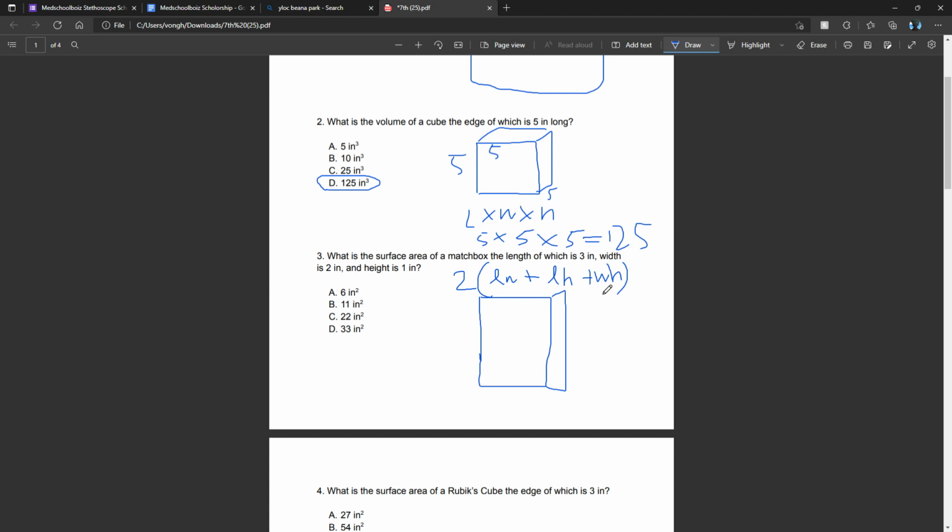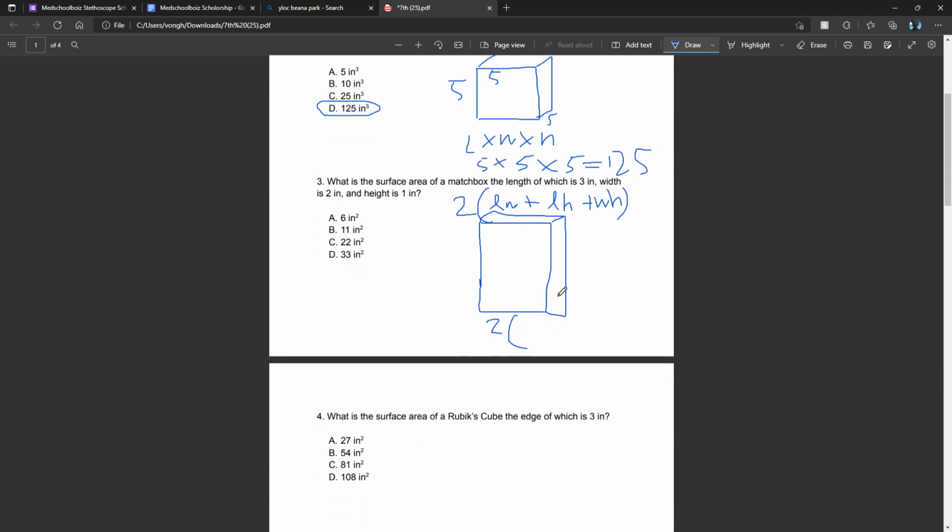What is the surface area of a matchbox with a length of 3, width of 2, and height of 1? To find surface area, you would have to use this formula here. You could just add up all the sides, but the formula is easier. Here we have 2 parentheses length times width plus length times height plus height times width. If we plug in our values, the length is 3, so 3 times the width, which is 2, plus length times height, so 3 times 1, plus height and width, so 2 times 1.